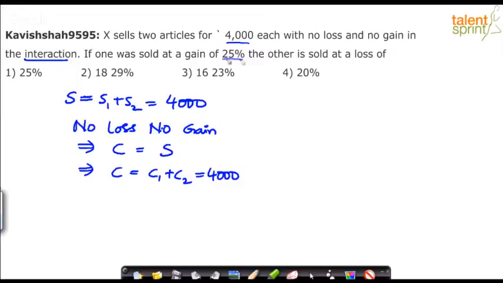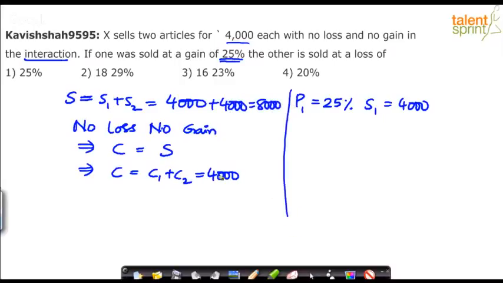And he says one was sold at a gain of 25%. Let us assume one was sold at a gain of 25%. Implies profit on the first one is 25%, where the selling price is 4,000. Sorry, I did not write it completely. One was sold at a profit of 25%, so what will be C1? C1 will be coming out to be 3,200. Don't ask me how. Mental calculation. If cost price is 3,200 with a 25% profit, we get the selling price is 4,000.